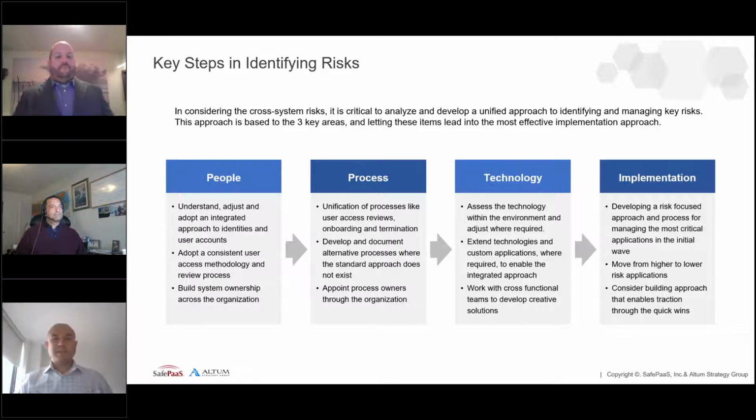So really, when we approach any engagement, especially around risk identification, we always want to take a pragmatic but holistic look at that organization. So we look at it through the lens of people. So how many people do you have?